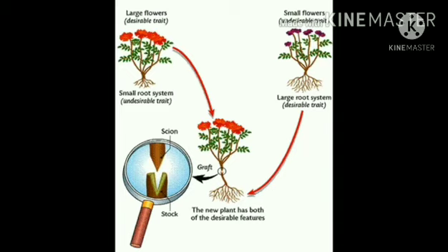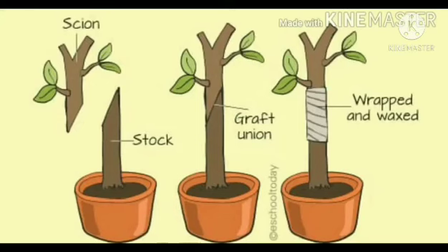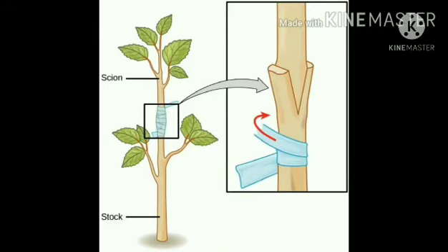The plant that is selected for its roots is known as stock, which is the second plant in this picture. And the first plant, which is selected for its flowers, that is the desirable trait with large flowers, is known as scion. Now the scion is grafted on the second plant which has a large root system, which is the desirable trait. In this way, the new plant that will develop will have both the desirable traits.